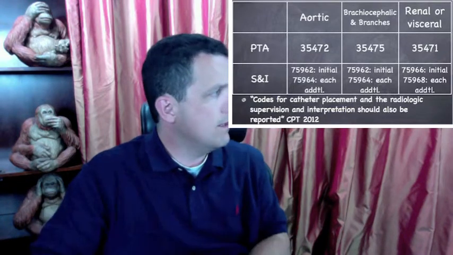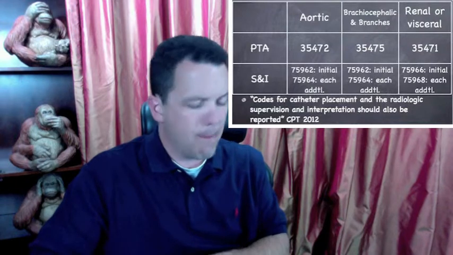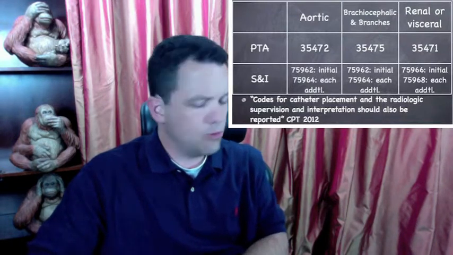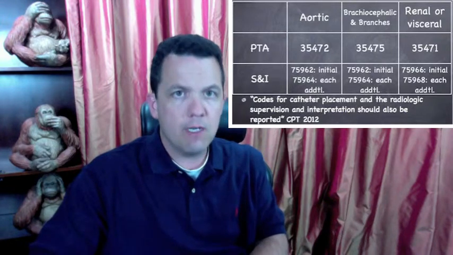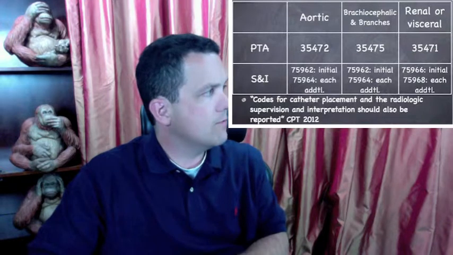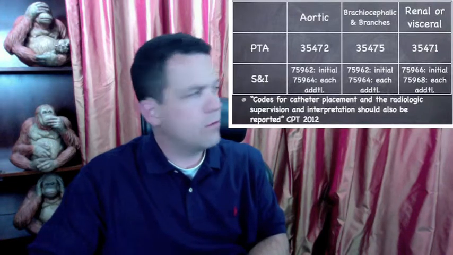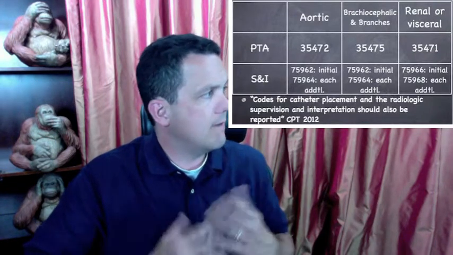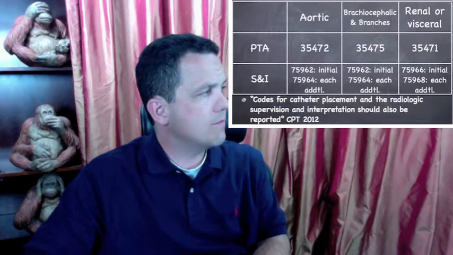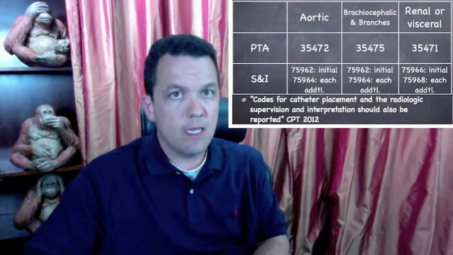When we do angioplasty above the lower extremities, of course the codes that traditionally have been in place, codes that have been in place for years, are still applicable. We've got specific codes for the aorta, specific codes for the brachiocephalic vessel and the branches that are up there as well, and then specific codes for renal or visceral angioplasty.